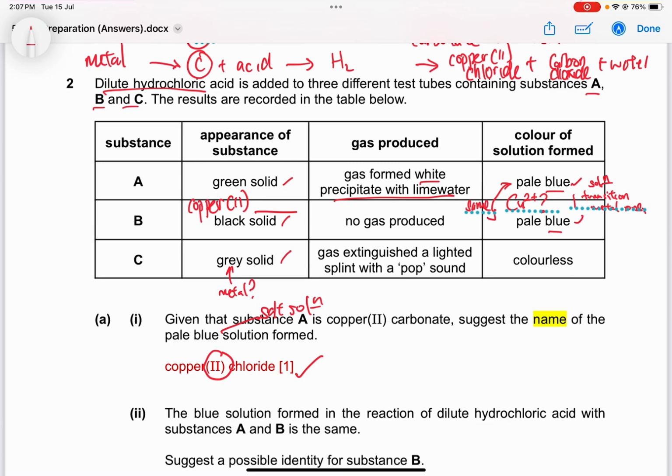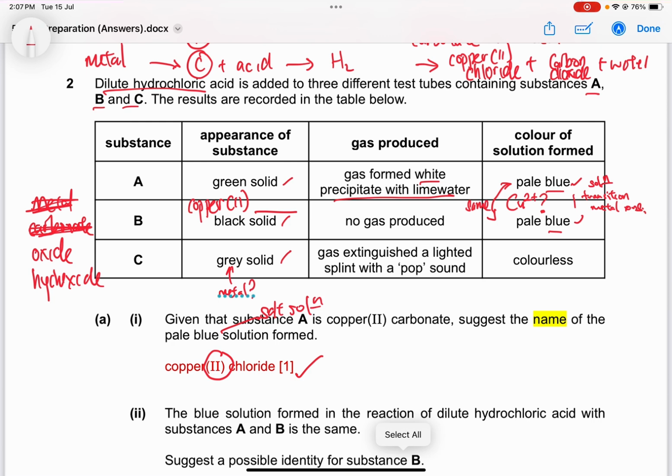So in order for it to react with acid, I know that it should either be a metal, it should be a carbonate, or it can be a base, which is an oxide or hydroxide. Now, because it's a black solid, I know it shouldn't be the metal. I know the green solid is carbonate, so that's A. So I'm left with either copper 2 oxide or copper 2 hydroxide.